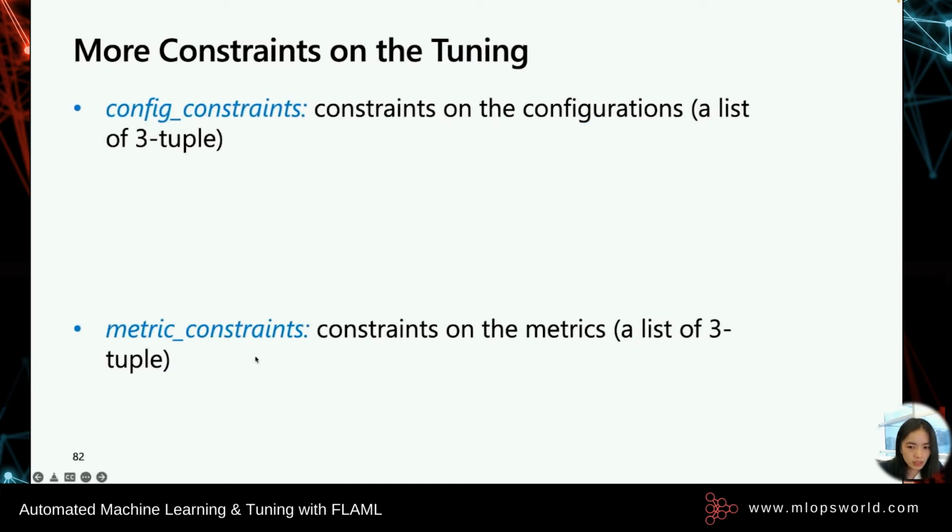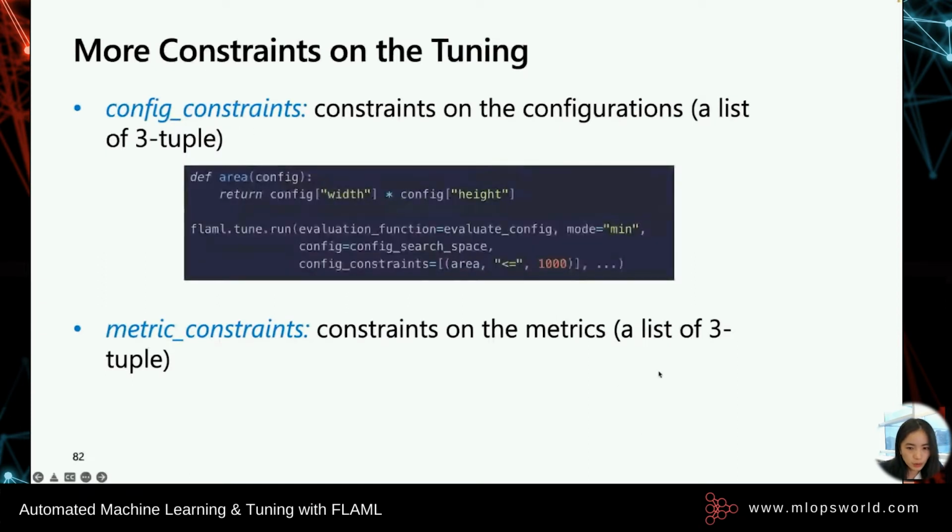The first type is the constraint on the configuration itself. For example, for some reason, if you want to ensure the product of these two configurations, weight and height, then you can just write a function to reflect your requirement and then add a config constraint in this way, which is a list of 3-tuples. And the first element of this 3-tuple is the function in terms of the configuration, and the second element is an inequality sign, and the third element is a threshold.